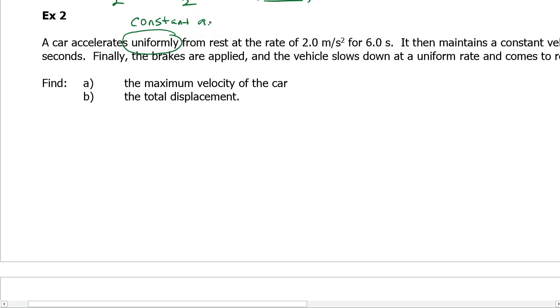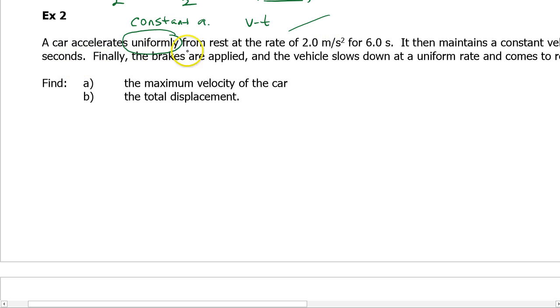So that's going to tell you two things. Number one is once we get to the big 5, that means that we can use those, because the big 5 are only for constant acceleration. It also tells you that on a VT graph, it's going to be a straight line, right? So it's not going to be a curvy line, a straight line.